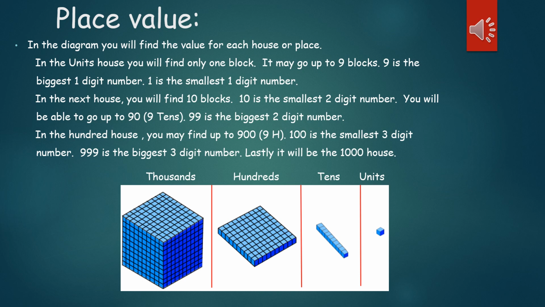In the 100th house, you may find up to 900. 100 is the smallest three-digit number. 999 is the biggest three-digit number. If you plus 1, you'll get 1,000, which is the smallest four-digit number. Lastly, it will be the 1,000th house.